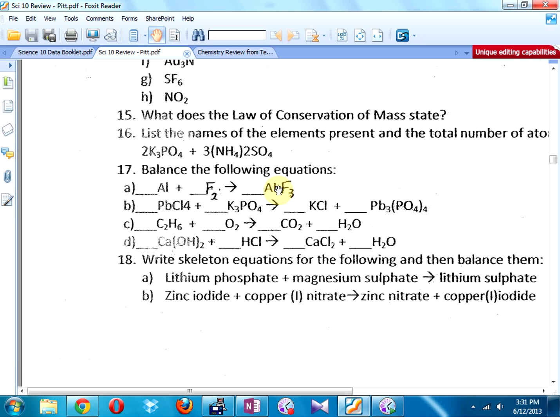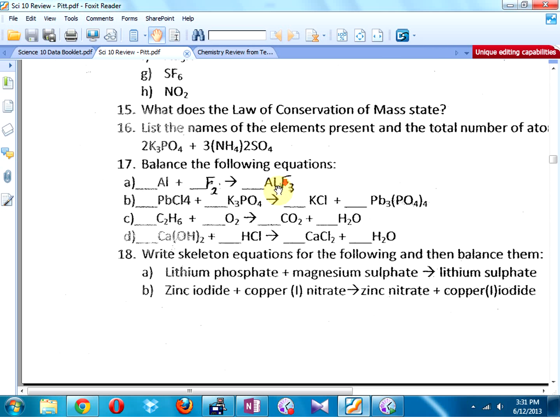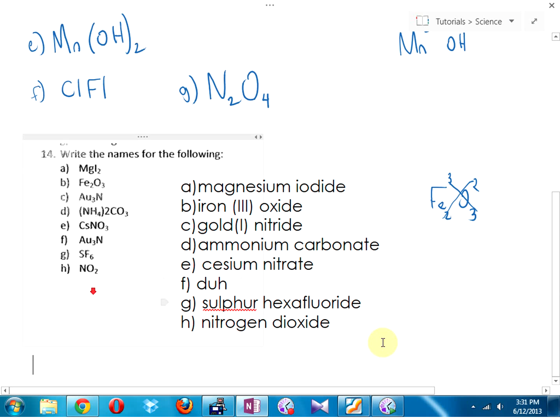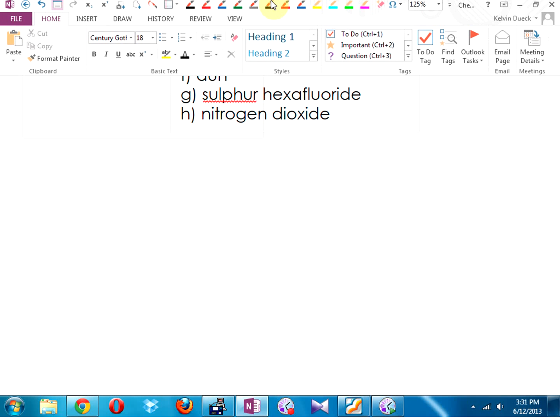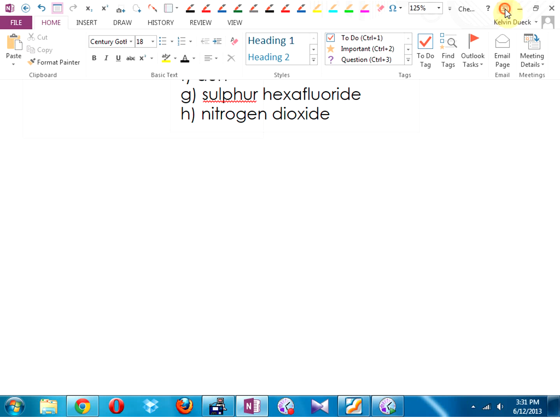Balancing equations. Okay. Here we go. I'm going to go one equation at a time. Now, on the provincial, what it's going to be is they're going to give you an equation and say which of these is balanced, but this is a good way to practice. Let's go like this.